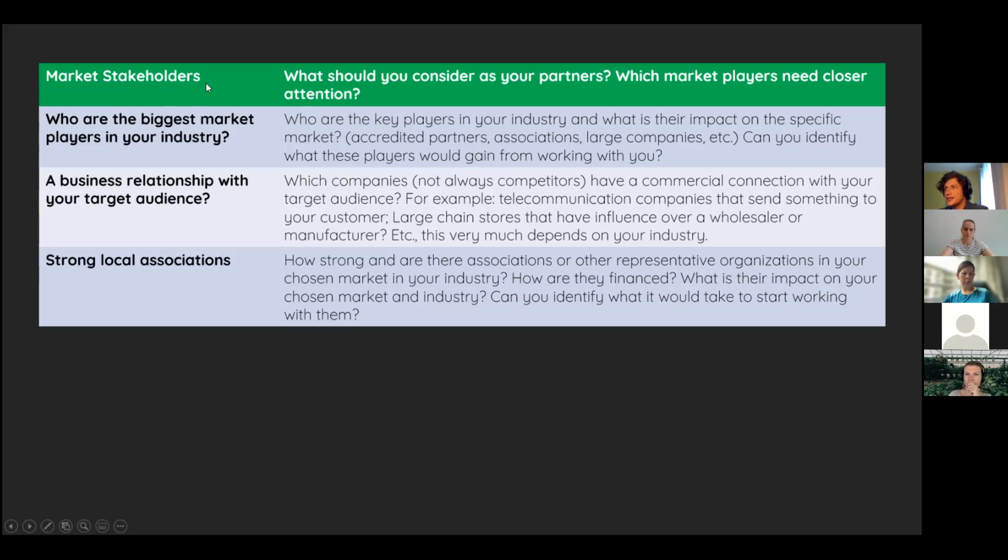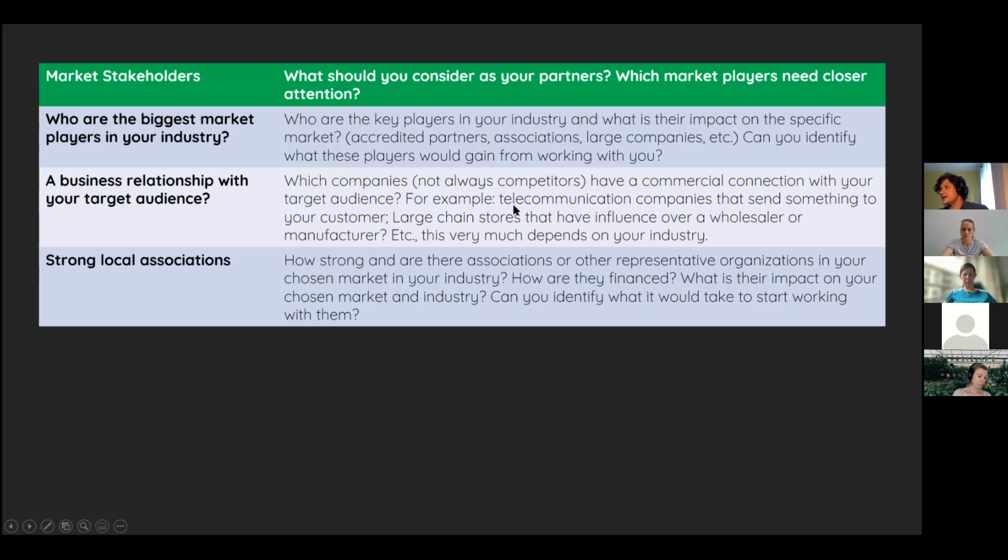I mean, what's the stakeholders' relationship with your target audience? Which companies, not always competitors, have a commercial connection with your target audience? For example, telecommunication companies that send something to your customer, large chain stores that have influence over a wholesaler or manufacturer. And this, of course, depends very much on your industry.